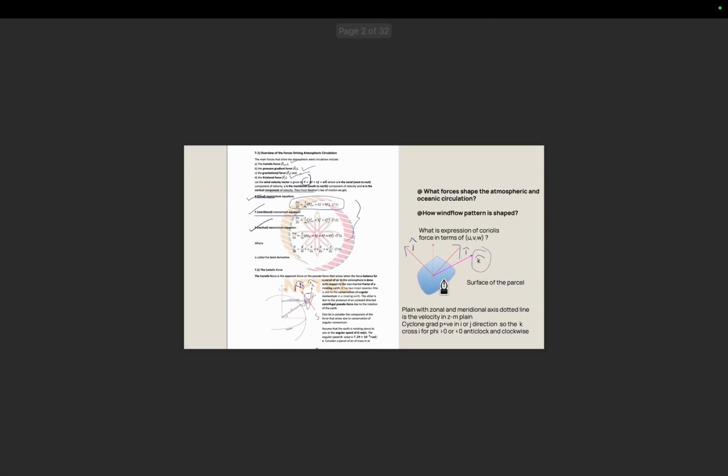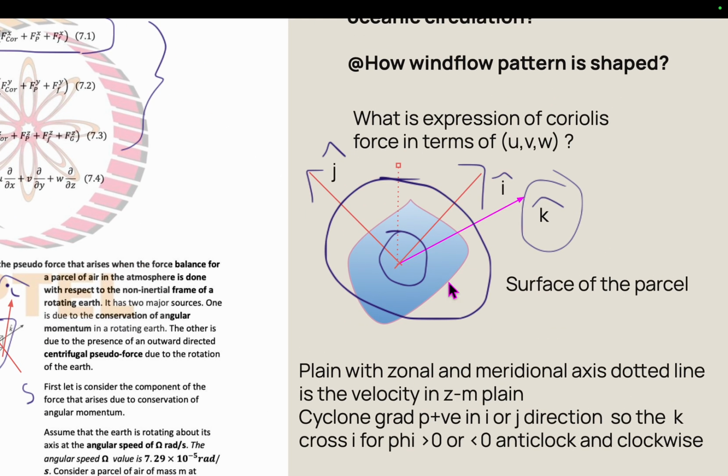So you can consider that in this figure, suppose there is a low pressure zone here and here is a high pressure zone. So you can say the pressure gradient is in which direction? The pressure gradient is along this i cap direction or the j cap direction in this plane.